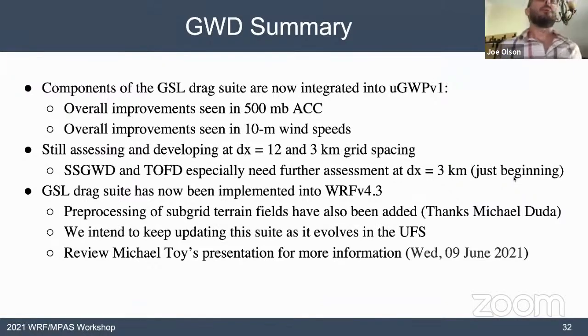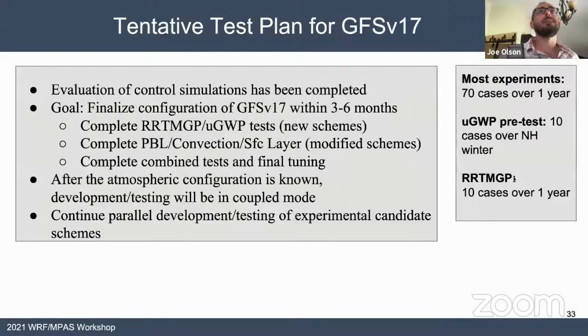So in summary, we can demonstrate overall improvements in a lot of key scores here, but we're still assessing and developing, primarily at 12 and 3 kilometers. As Mike pointed out, it's already implemented in WRF version 4.3. And special thanks to Mike Duda for his help there. And we intend to keep updating this as it evolves within the UFS.